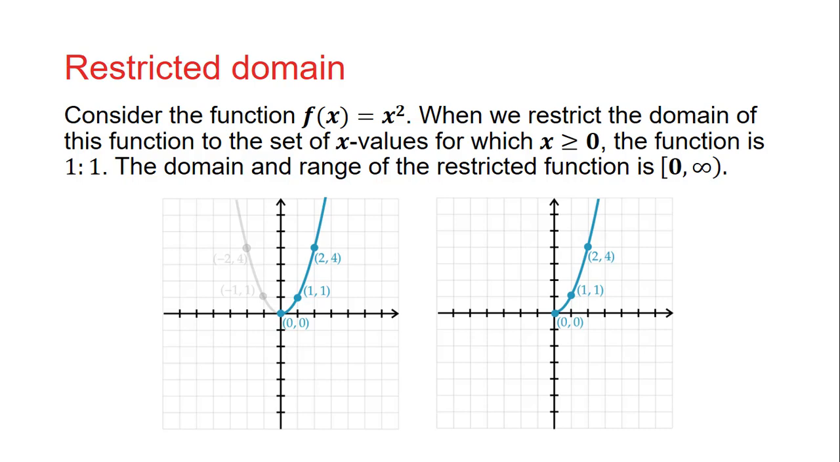If we ignore the left part of that parabola, to the left of the vertex, we can restrict it to only be from (0, 0) through (1, 1), (2, 4), and on to the right. So the domain and range of that restricted function is from 0 to infinity.